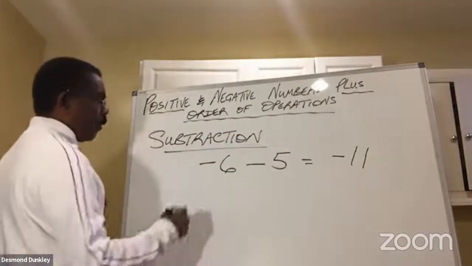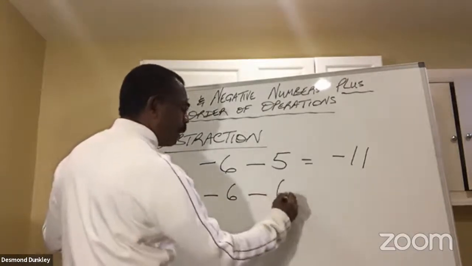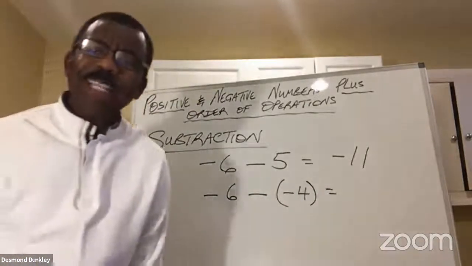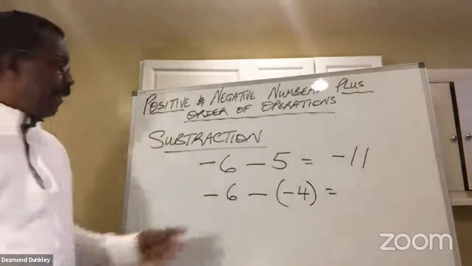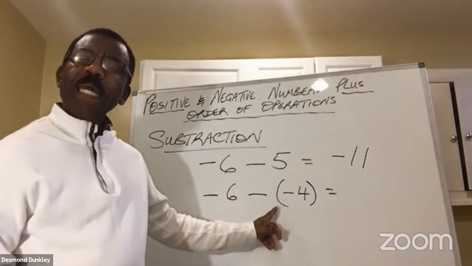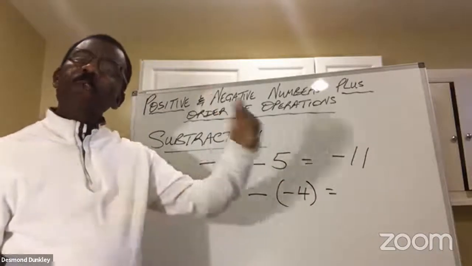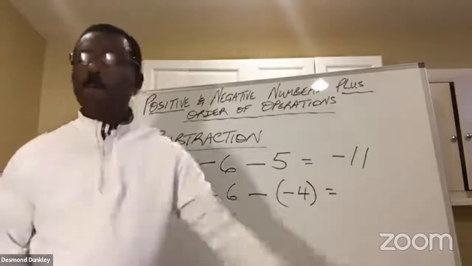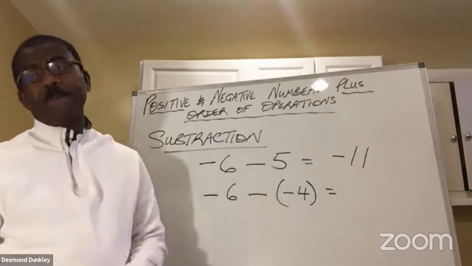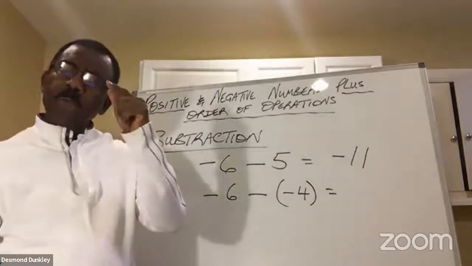Okay? So what happens now if we have, say, -6 take away -4? Now it gets tricky. Now it gets interesting. Key thing to remember is this. Whenever you have a negative sign in front of another sign, it means that it's doing the opposite. So -4 is saying, what is the opposite of -4? And the answer truly is +4. In math, I would say if you're minus, it's a plus. But I'm trying to show you the reasoning behind it.